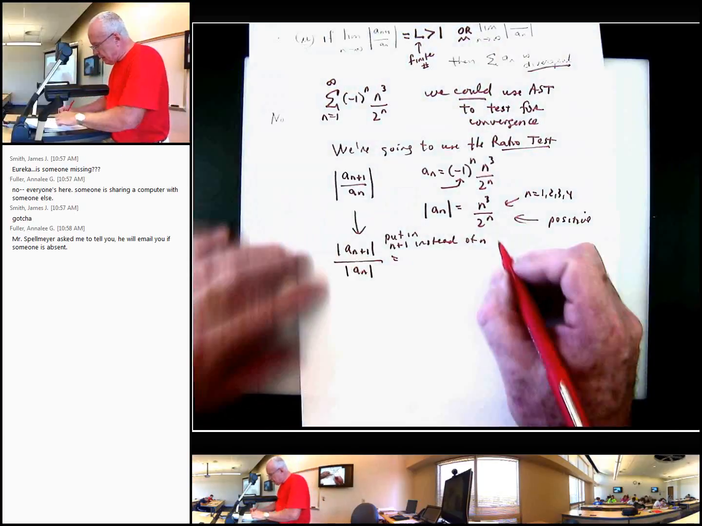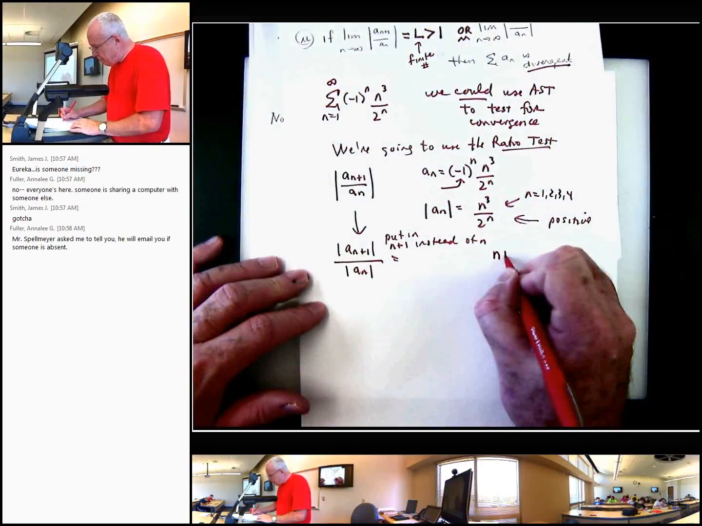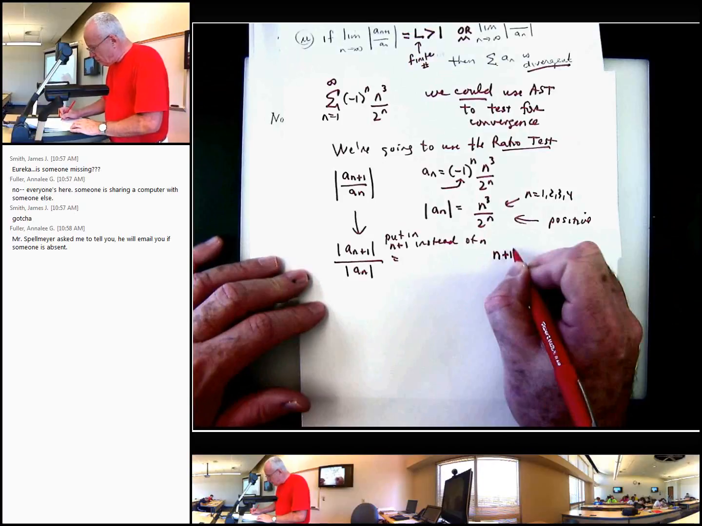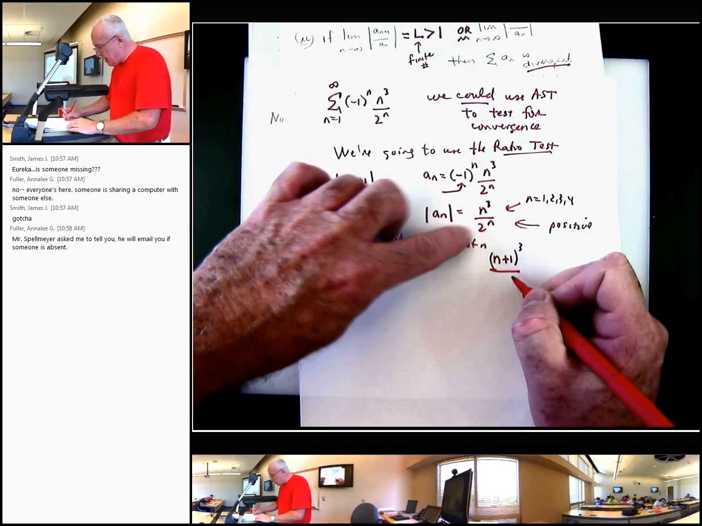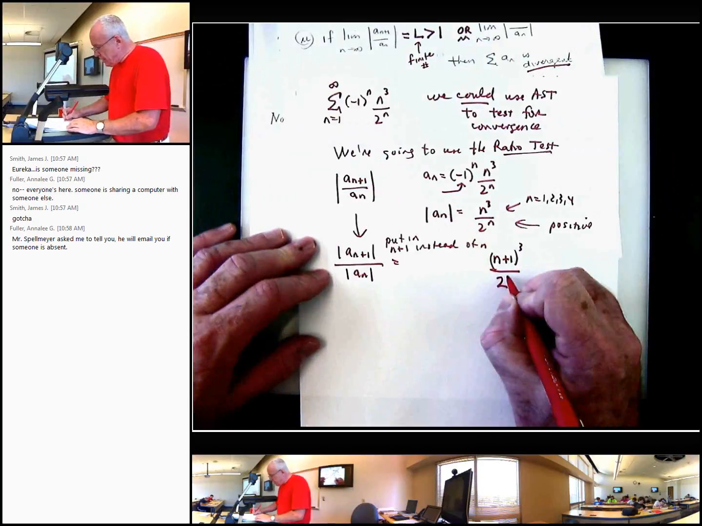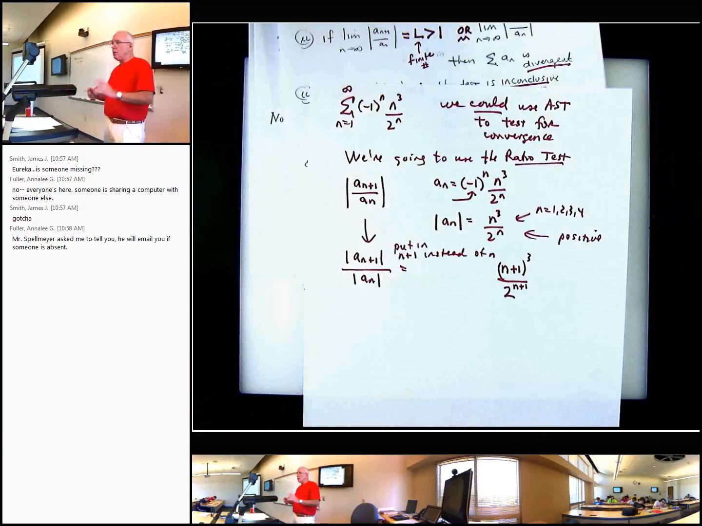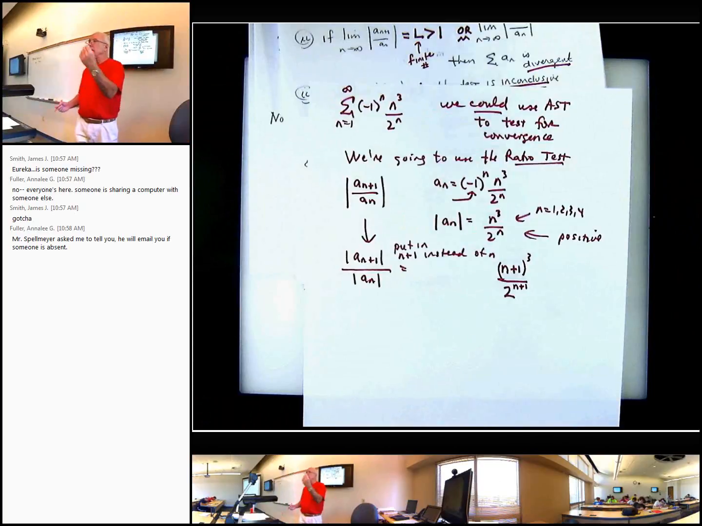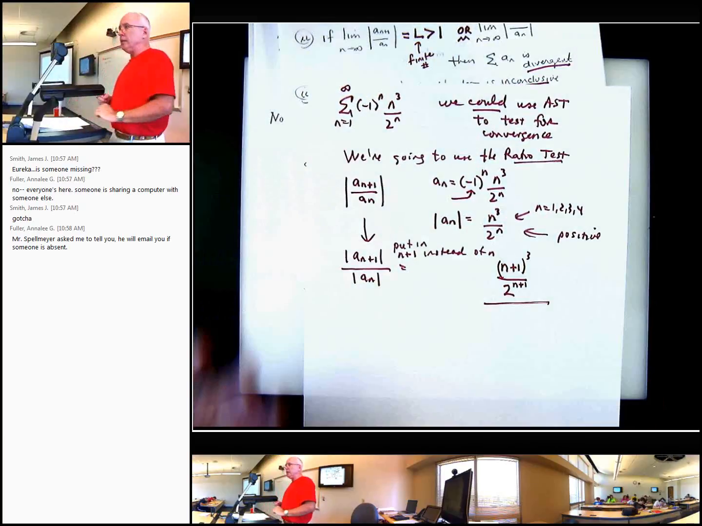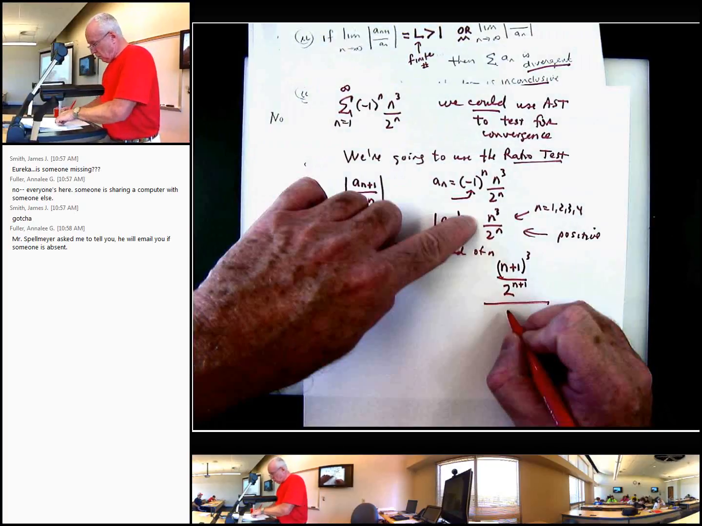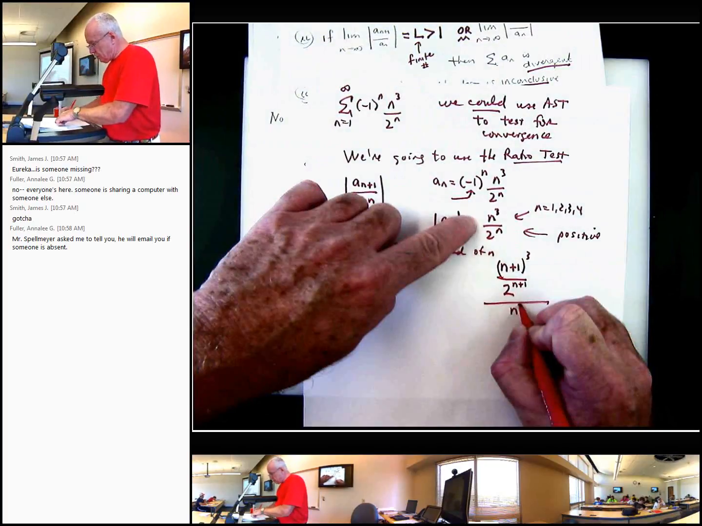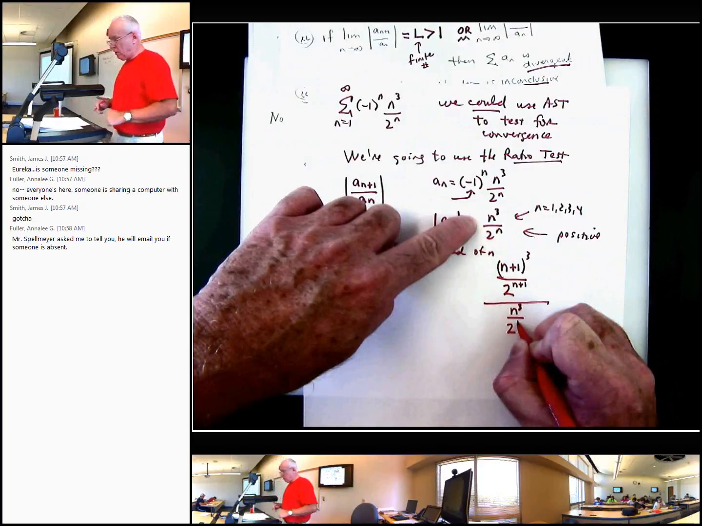So for this, instead of n to the third, I'm going to put n plus 1 to the third power, all right? And then instead of dividing by 2 to the n power, I'm going to divide by 2 to the n plus 1 power. So every place there's an n, I plug in an n plus 1 to indicate I'm working with that term. And then big line here divided by my absolute value of a sub n. Well, I had already written that out. That's n to the third divided by 2 to the n power.